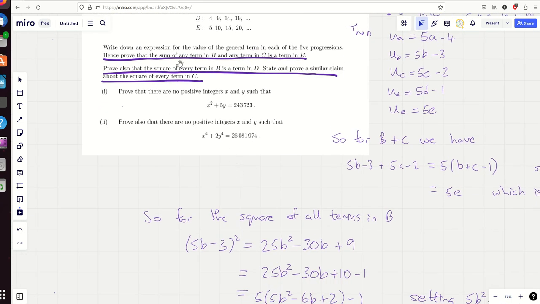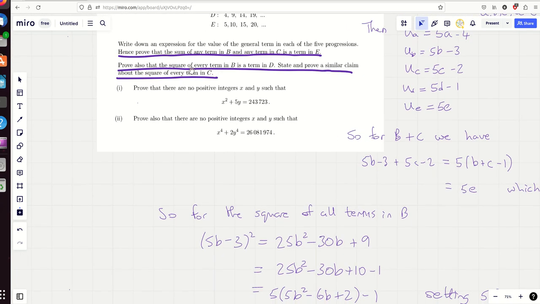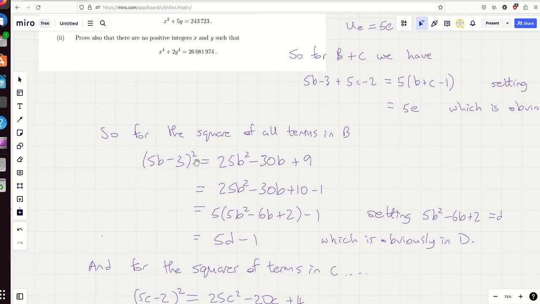Okay, so that was pretty easy to prove, and it's the same with both these statements as well. Prove that the square of every term in B is a term in D. Okay, 5b minus 3 all squared comes to that. We want to show it's in D, so clearly if you're 1 less than a multiple of 5, because that's a multiple of 5, that's a multiple of 5, and this is 10, that would be a multiple of 5.